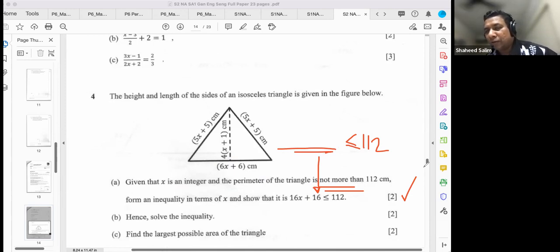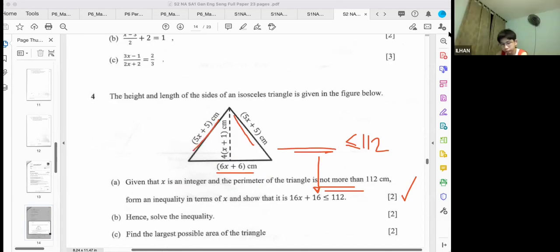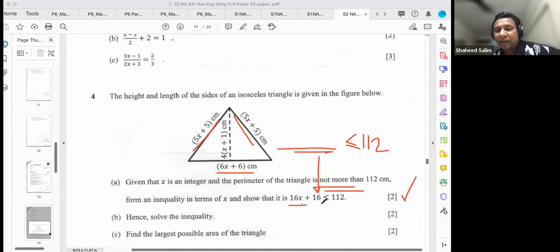Can or not? You are supposed to add these 3, because this is the perimeter. Okay, you get 5x plus 5, 5x plus 5, plus 6x plus 16, less than or equal to 112. So you get like that, you can show your working like that, you get 2 marks.